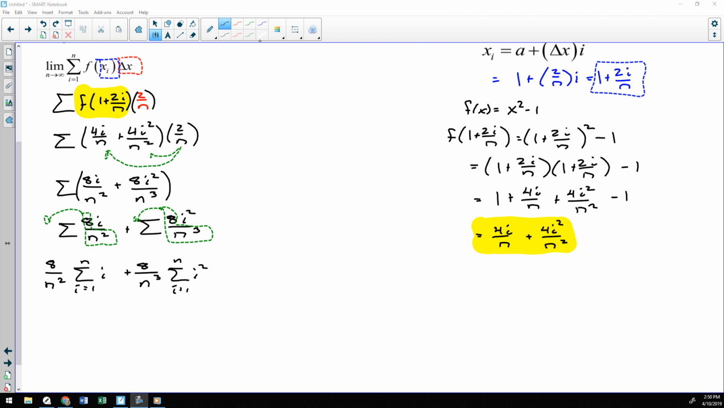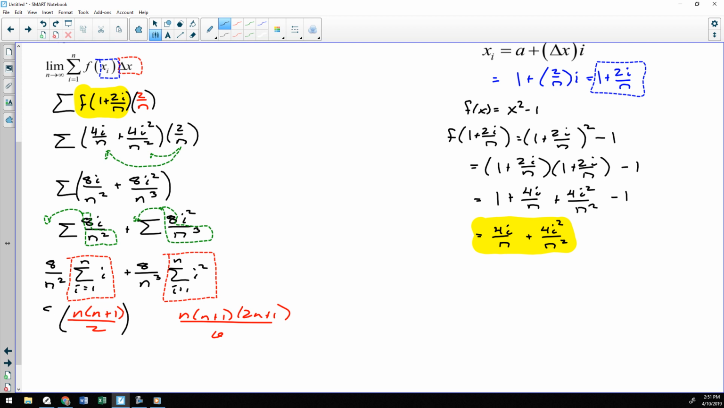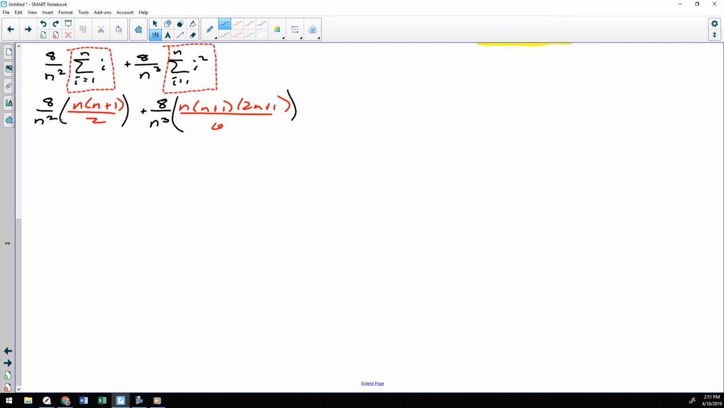And now that I have those, I can finally replace these 2 with the formula for the sum of the first n integers and the sum of the first n squares, which is n times n plus 1 over 2 for the first one, and n times n plus 1 times 2n plus 1 all over 6 for the second one, and then the 8 over n squared and 8 over n cubed will just come down for the ride. Times all of that. And just like the last problem, I would rather have each of these written as a single fraction rather than a product.